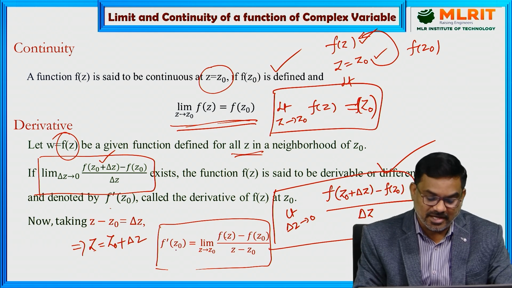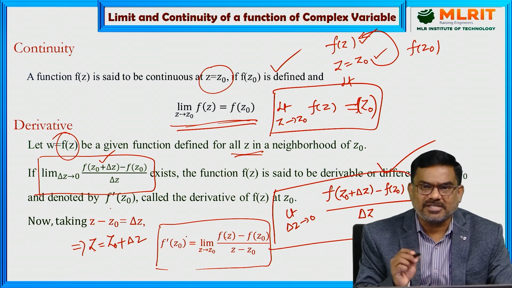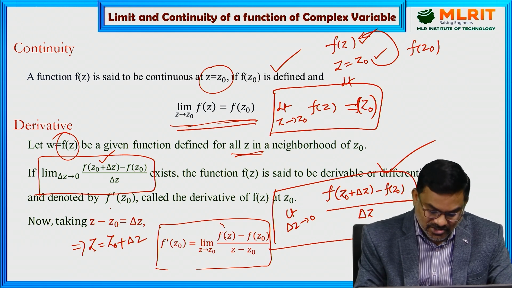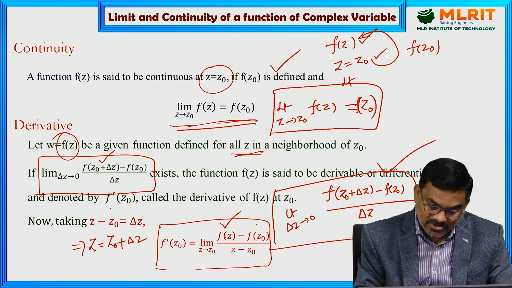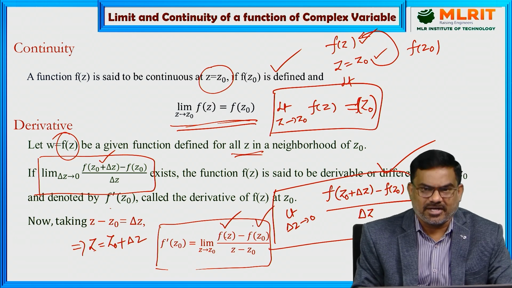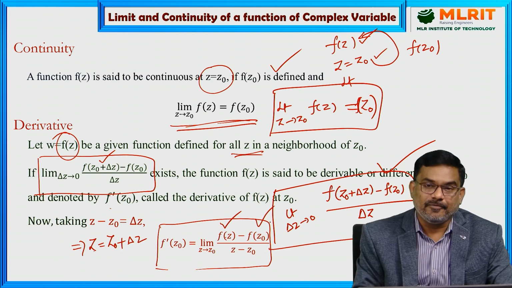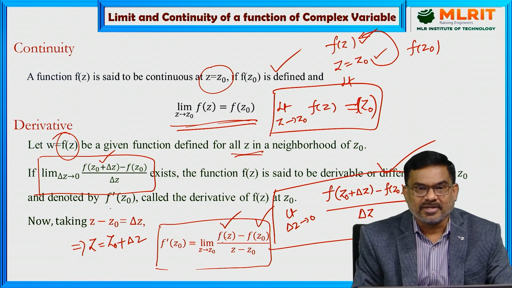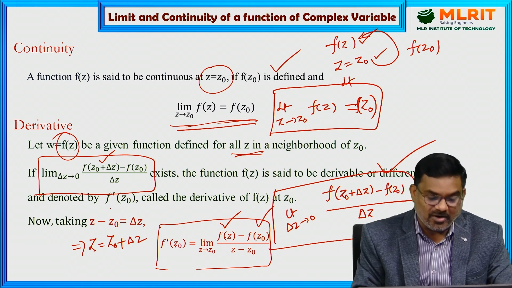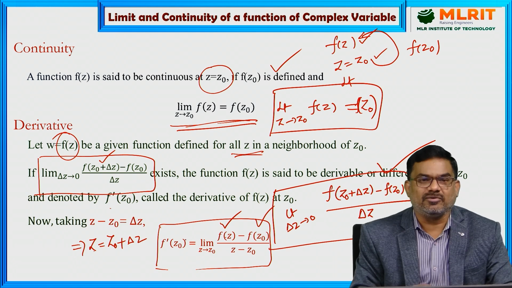How to find this derivative? Simply, first find the difference between the function f of z and also at the point z0, f of z minus f of z0 by z minus z0, where z tends to z0. So, this gives the derivative of the function f of z at z equal to z0.